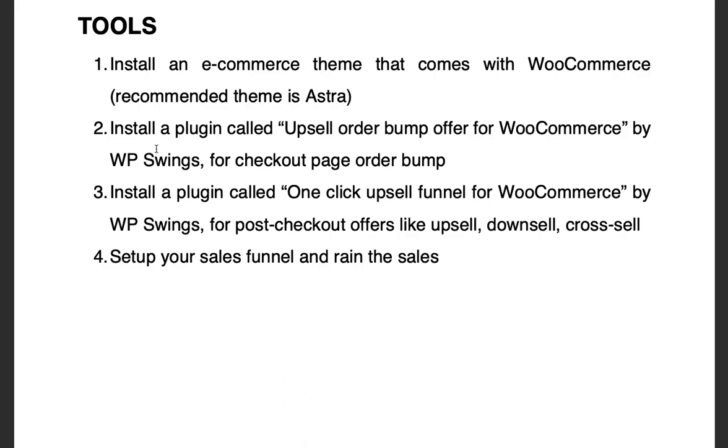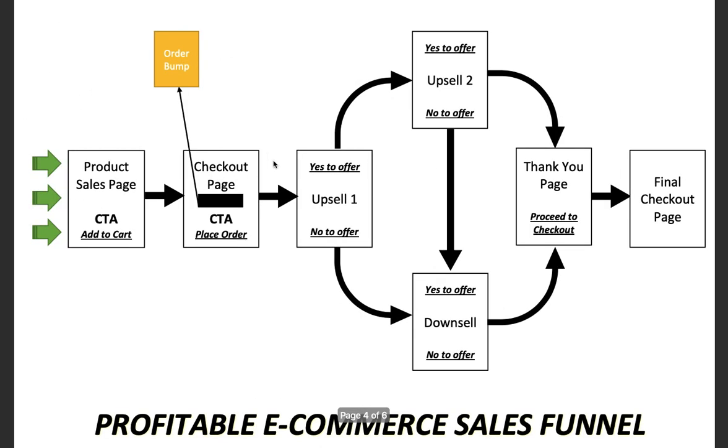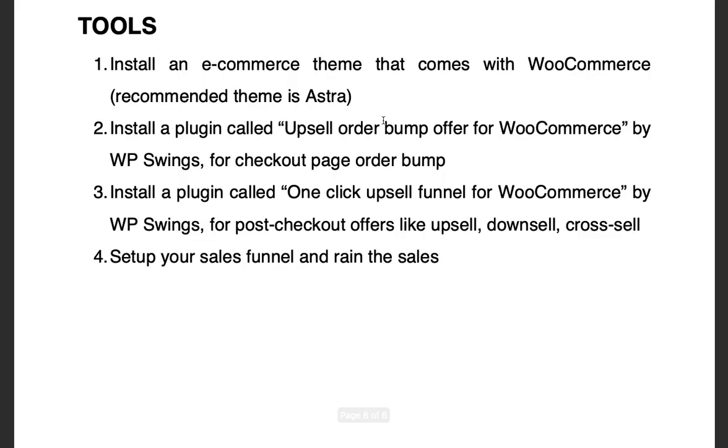And why are we installing it? We're installing it for checkout page order bump. Like I explained earlier, we are installing this so that when they get to the checkout page, before they eventually place the order, they see your order bump offer on that same page. They still see it there. So the plugin you are going to need to do that is this plugin here. You need this plugin here, Upsell Order Bump Offer for WooCommerce by particularly WP Swings.